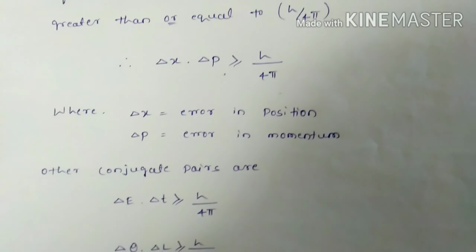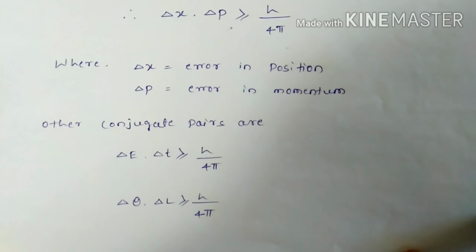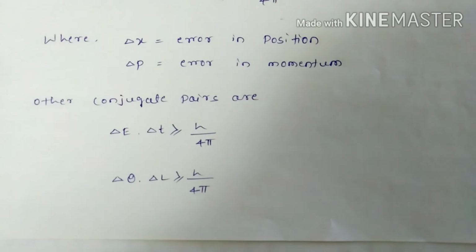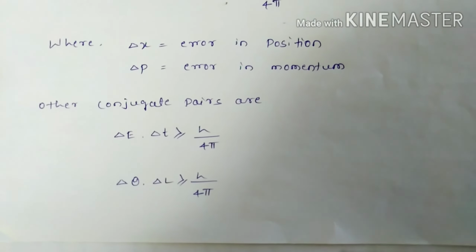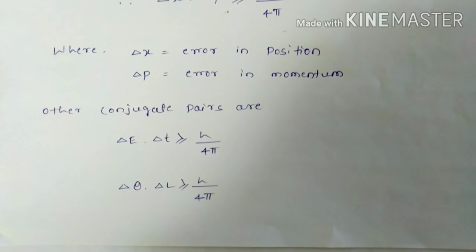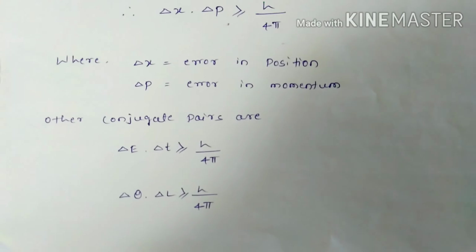Similarly, we have two other conjugate pairs with uncertainty. Those are given here. So this is about the Heisenberg uncertainty principle.